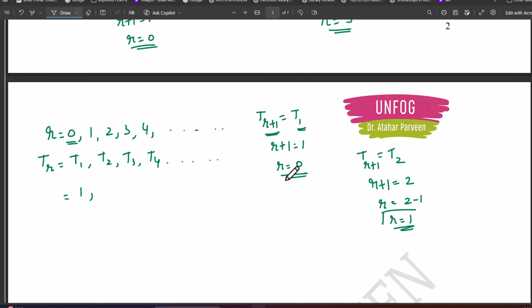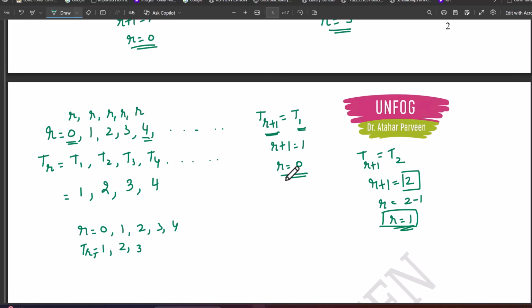So when r is equal to 1, it is T2, right? Like this, when r is equal to 2, it is T3. When r is equal to 3, it is T4, right? You get my point, right? So basically you should understand that if r is 0, 1, 2, 3, 4, then the term number will be 1, 2, 3, 4. One number will be more. That is actually T1, T2, T3, T4 and so on. Okay, so if you understand this concept, then things will become very easy for us.